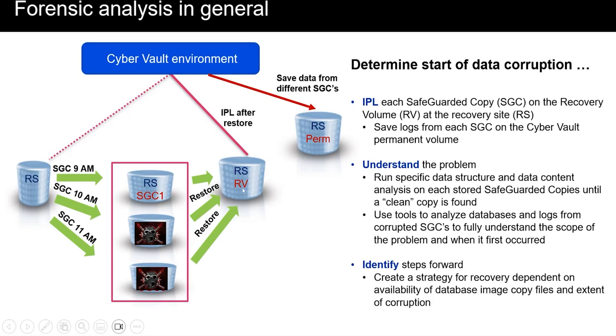And that's what this permanent volume can be used for, right? Saving data. When I IPL this one and the database is corrupted, I might want to save some log data, right? Save that off to the permanent volume before I wipe out the recovery volume with the next safeguarded copy. So I IPL the safeguarded copies. I can save logs or anything else that I think would be helpful to me that I want to have access to.